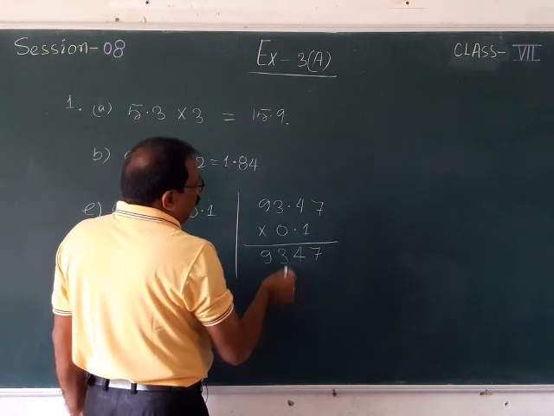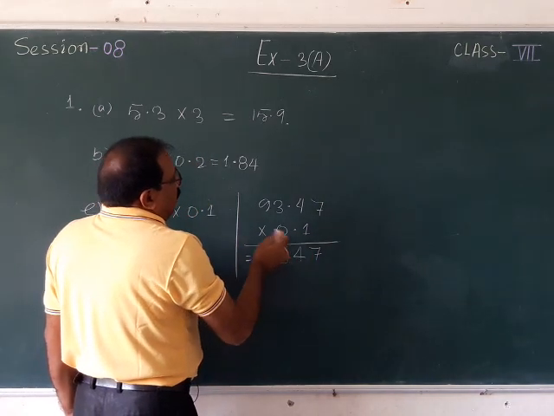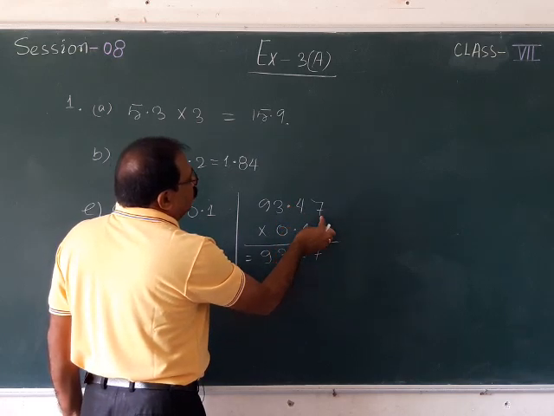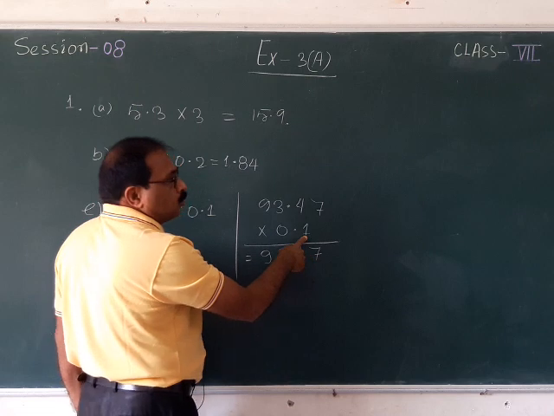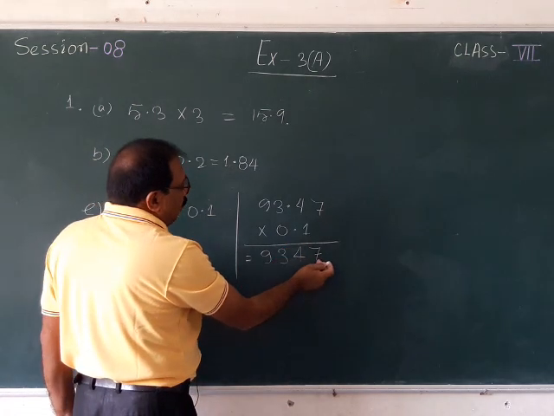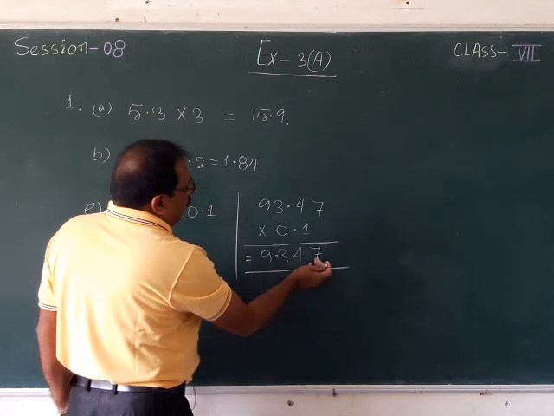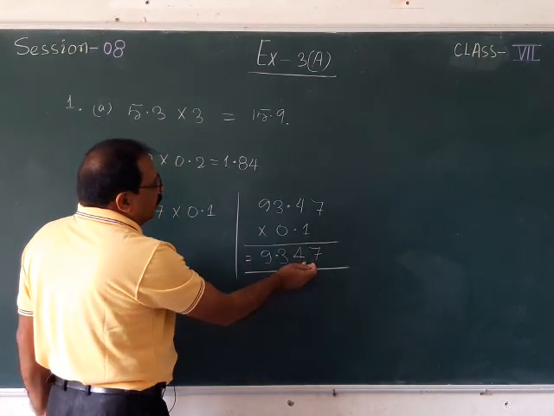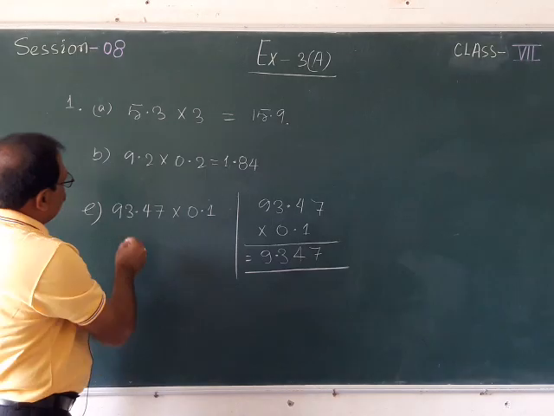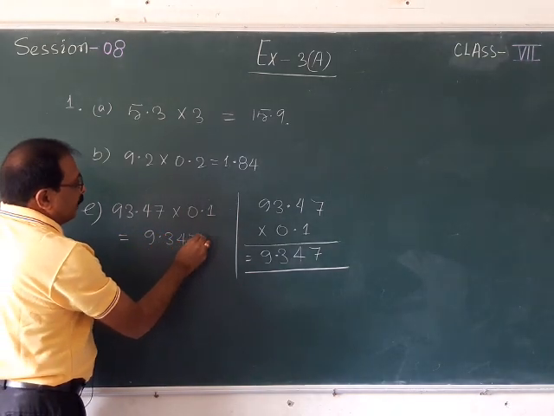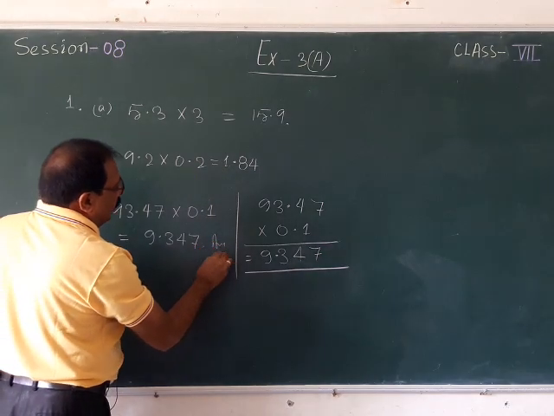So now you can count the digits after the decimal. There are 2 digits in one number and 1 in the other. That means 2 plus 1 becomes 3 digits. So count 1, 2, 3, and after 3 digits you can place the decimal point. So its answer will be 9.347, and this is your answer.